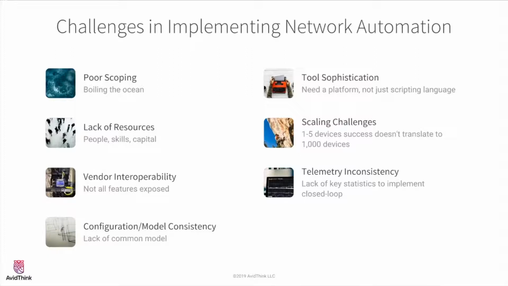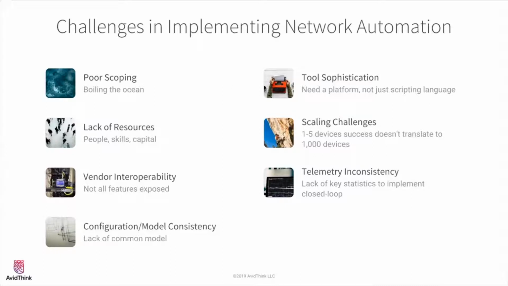And so in conversations with enterprises and service providers, what we've heard from them in terms of issues or blockers in network automation include things like poor scoping. Some of us haven't learned the lesson of not trying to boil the ocean when we implement network automation, and instead of trying to take on the entire network or to try to take on 10,000 nodes at one time, pick a small subset of the network to automate. Pick simple goals. And so that's certainly one of the challenges.